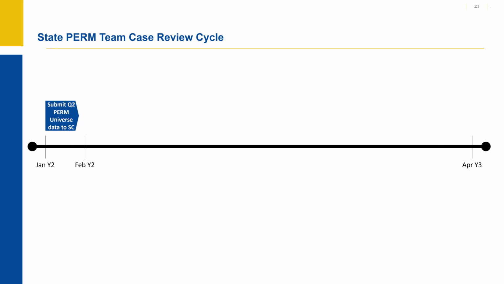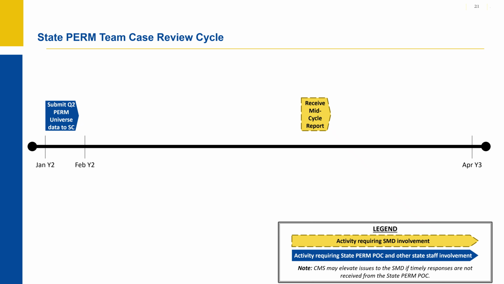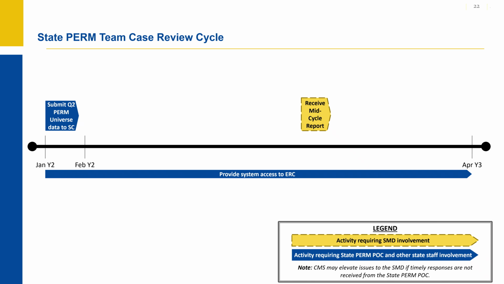One activity within this phase, receiving the mid-cycle report, requires State Medicaid Director involvement. The remaining activities only require state PERM points of contact and other state staff involvement. Please note that CMS may elevate issues to the State Medicaid Director if timely responses are not received from state PERM points of contact. Of the numerous activities occurring at various points within this phase, one that's essential throughout the review cycle is providing and maintaining system access to the ERC.